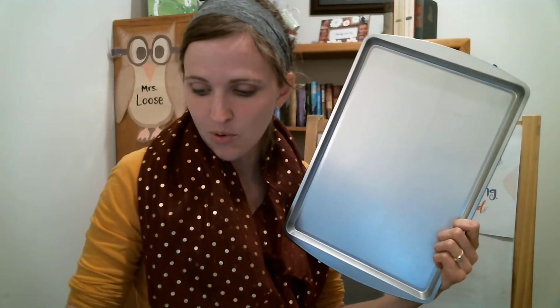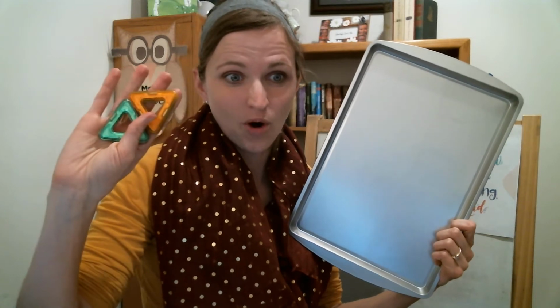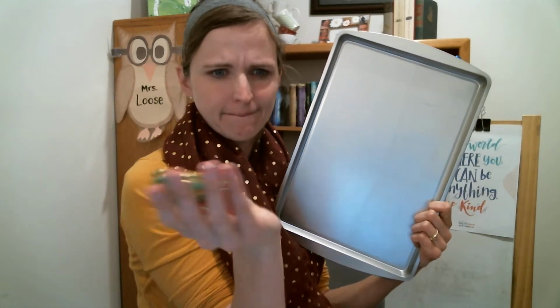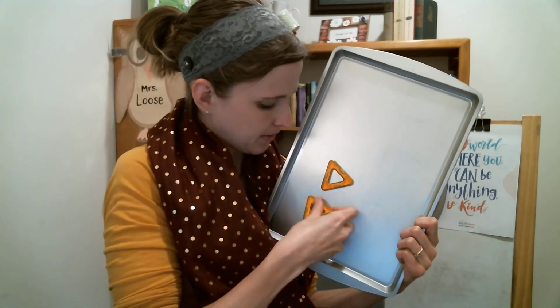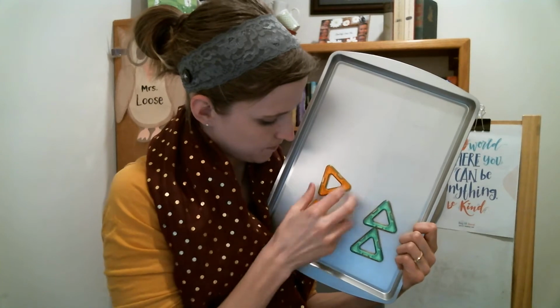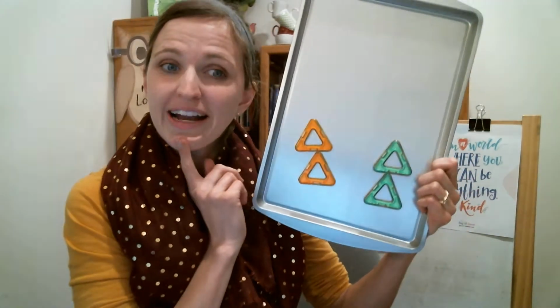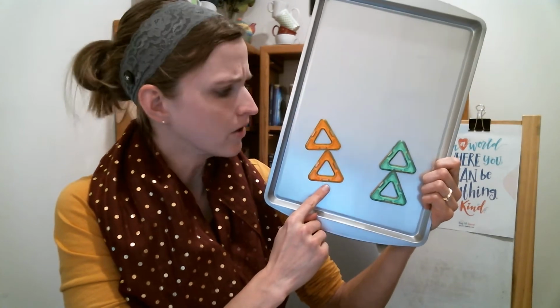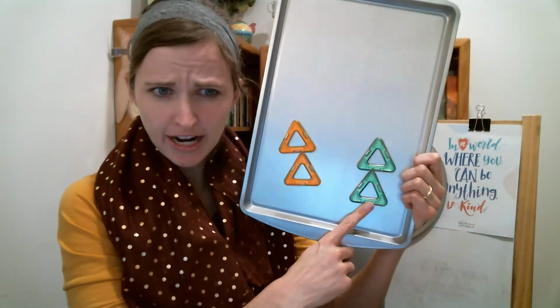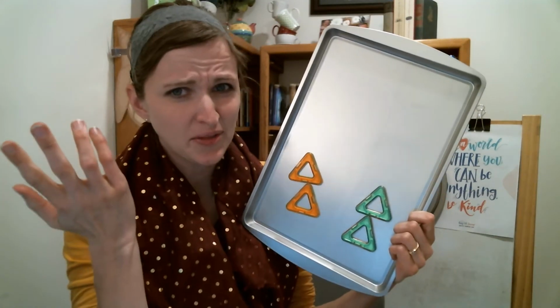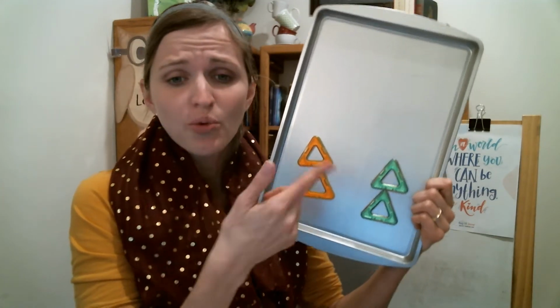So let's turn this around. I have some more. I have orange and green. So which one is more? Let's take a look and see what we can figure out. Which one is greater? Can you tell? Is the orange greater? No. Is the green greater? No. Okay, so you can't figure out the greater. Let's try less. Which one shows less?